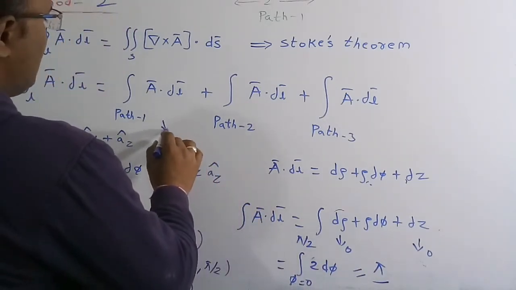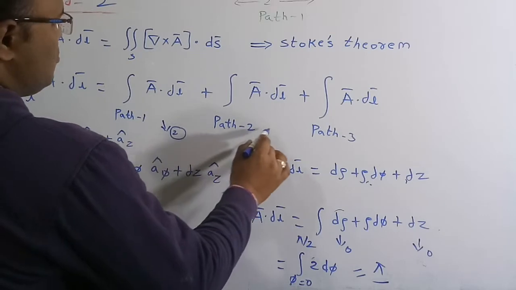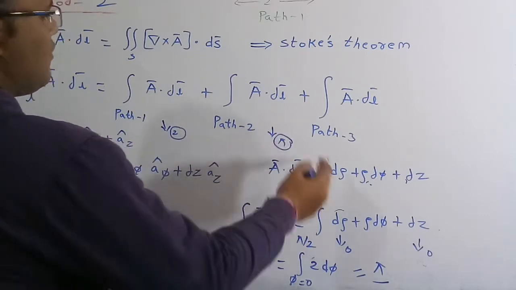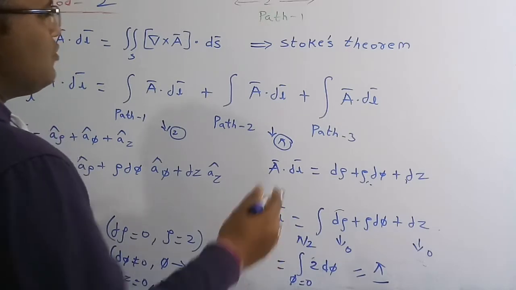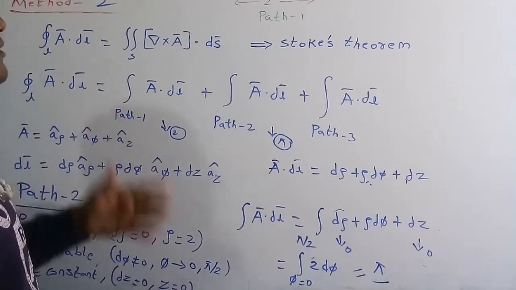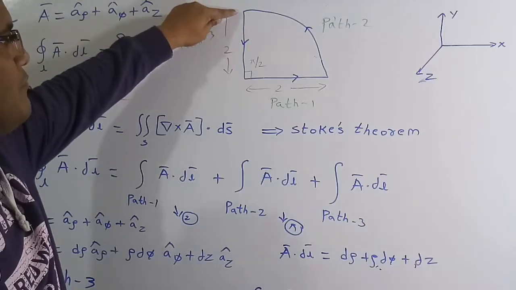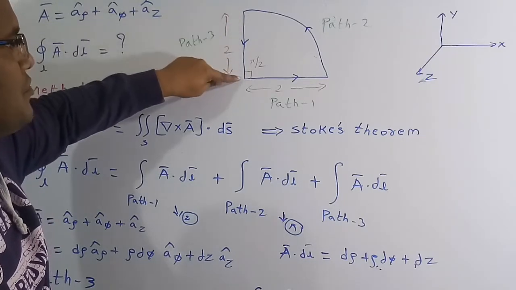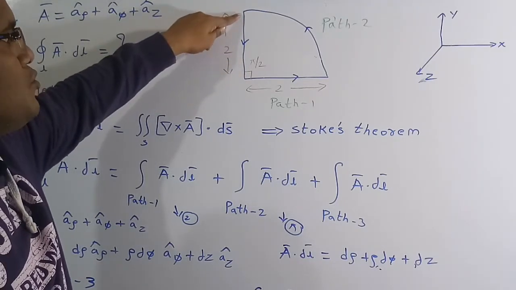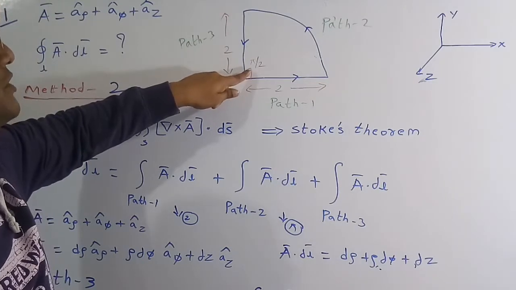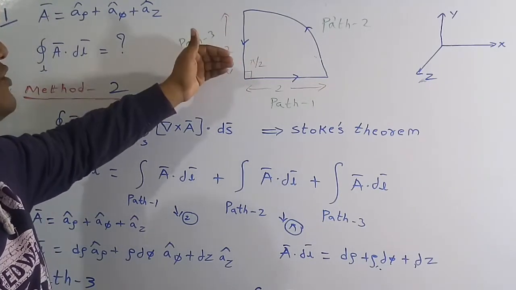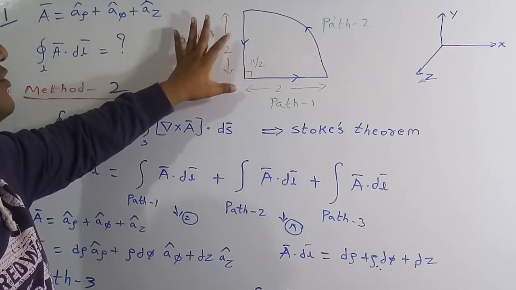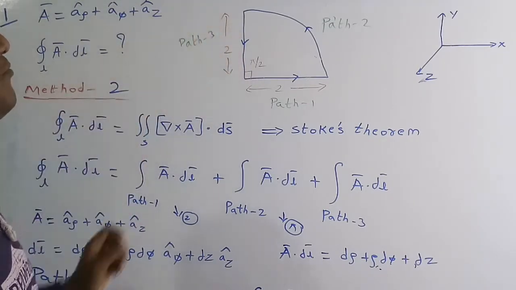So for path 1 we got the answer 2 and for path 2 we got the answer pi. So we have to go for path 3 and then add these 3 results. Then we are going to get the closed integral of A bar dot dl bar. So now I am going for path 3 from this position to this position. So rho is changing from 2 to 0, phi is constant which is equal to pi by 2, and z is constant which is equal to 0.